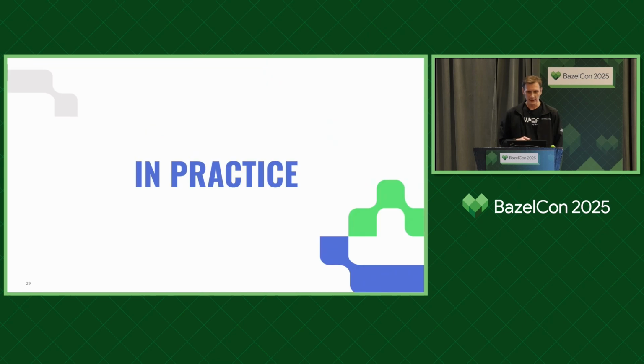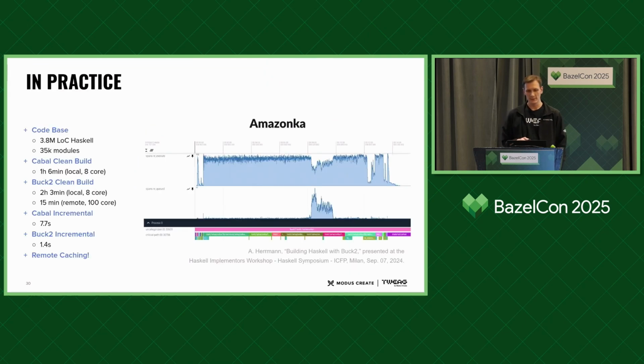All right. So let's look at a few cases of what this looks like in practice. One thing we did, for last year's Haskell Implementors Workshop, was take an open source Haskell project called Amazonka, which is a library with AWS bindings. It's a reasonably large Haskell project with some 3.8 million lines of code and 35,000 modules. And building it with the native Haskell build system Cabal on my laptop with 8 cores takes a bit more than an hour.